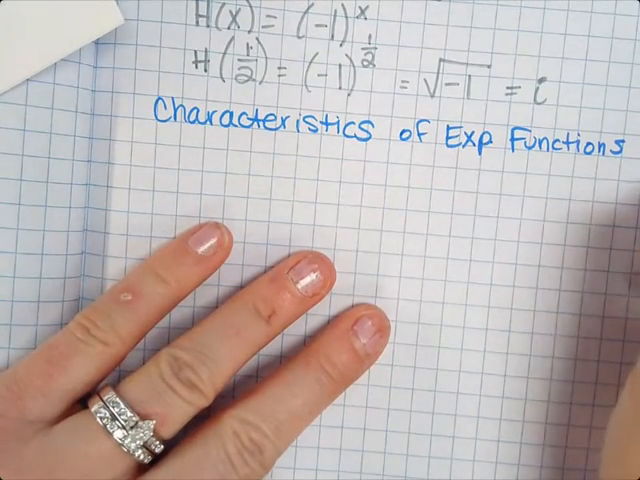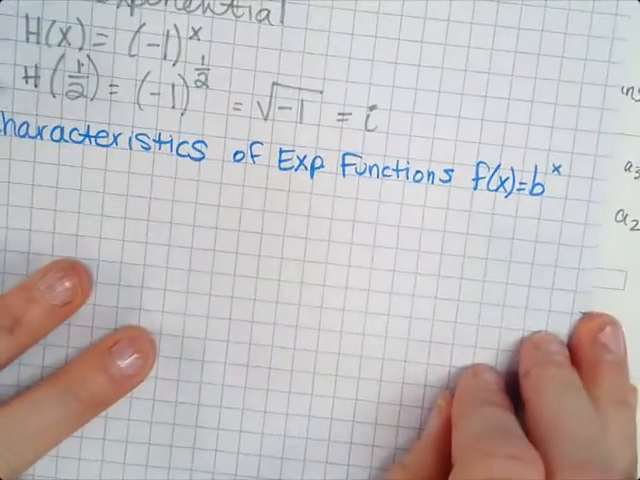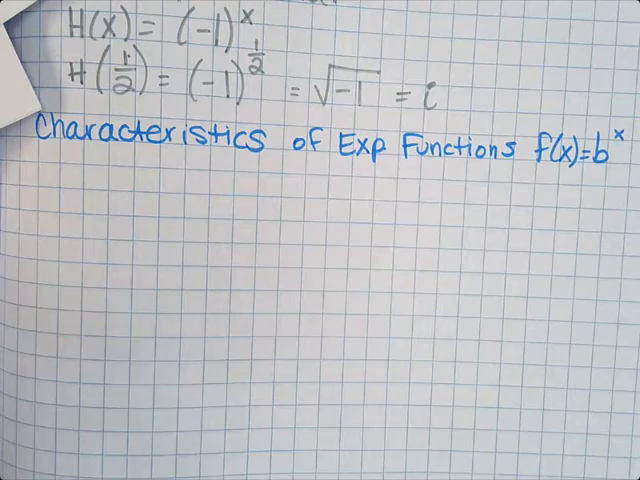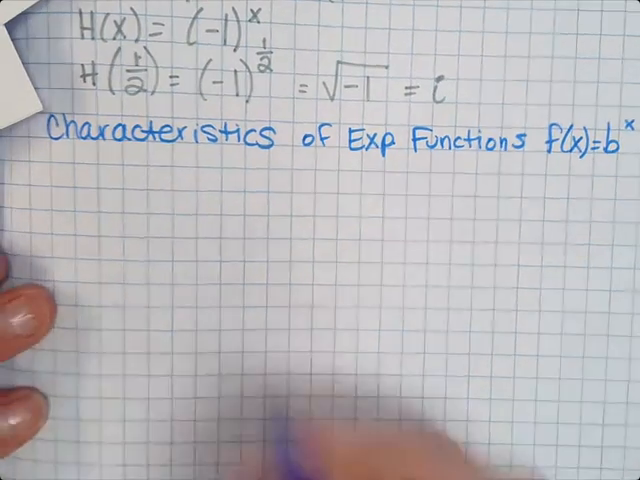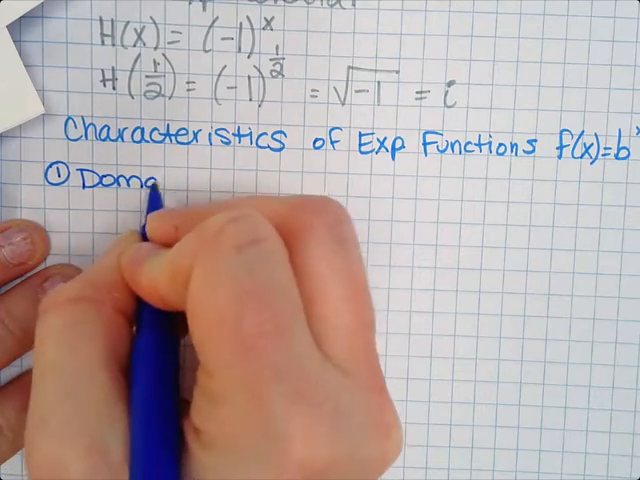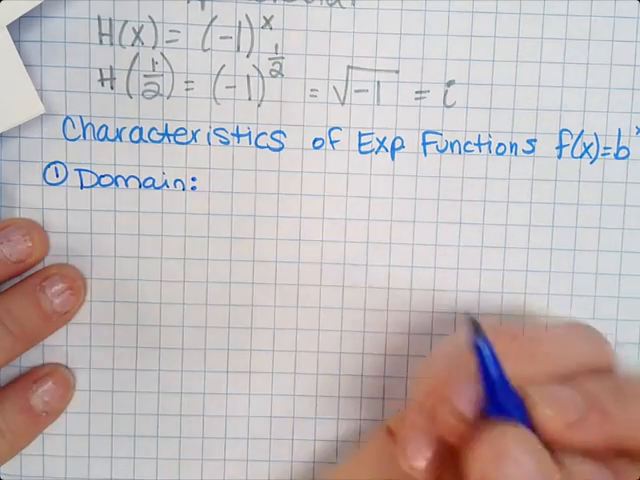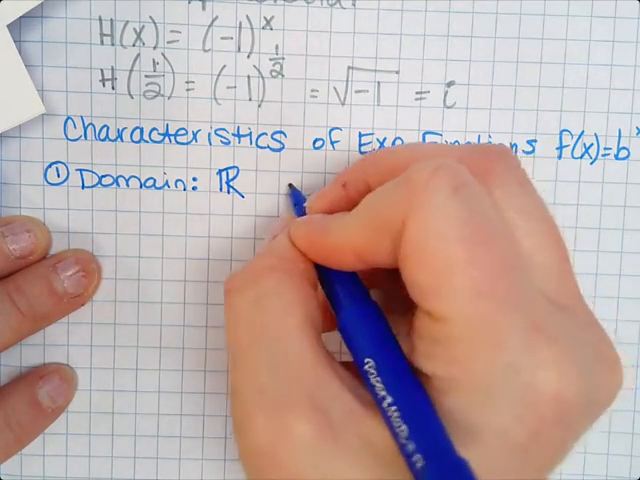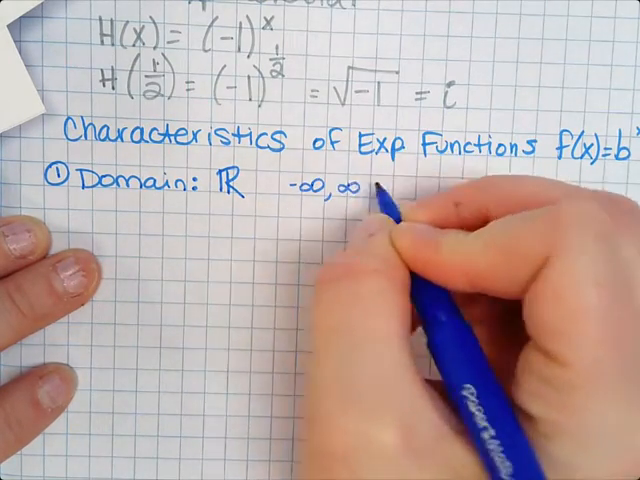f of x equals b raised to the x. So the first characteristic deals with your domain and range. So domain is your x, so it's going to go from negative infinity. It's all real numbers, negative infinity to positive infinity.